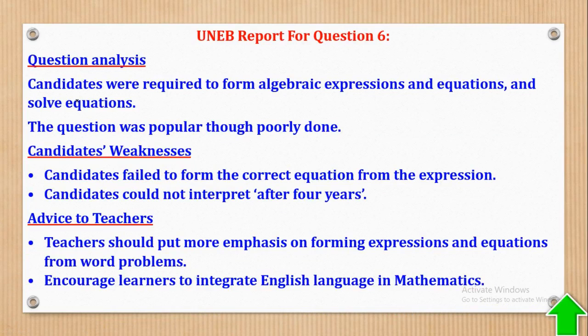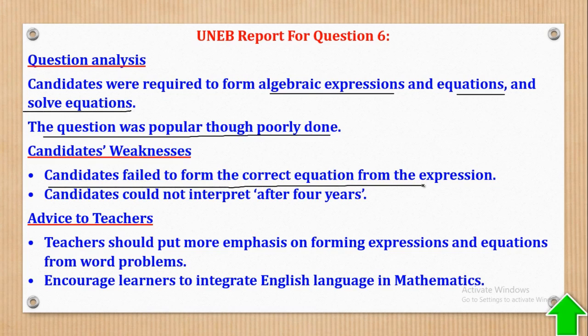So this is the report for question 6, question analysis. Candidates were required to form algebraic expressions and equations and solve equations. So the question was popular though poorly done. The weakness is that candidates failed to form the correct equation from the expression. Summing up and equating it to 26 was not easy for candidates. Then candidates could not interpret "after 4 years". Some candidates failed to interpret this phrase, so one should be keen.